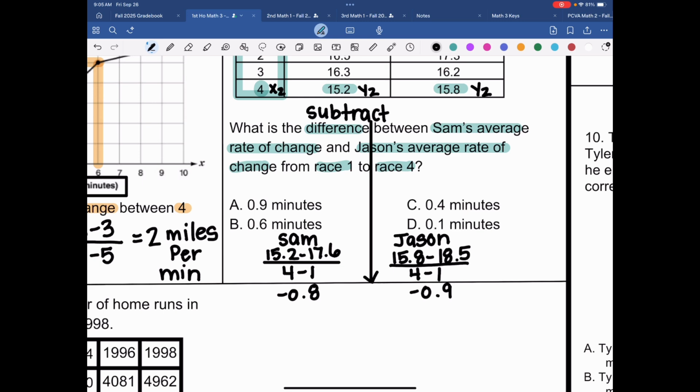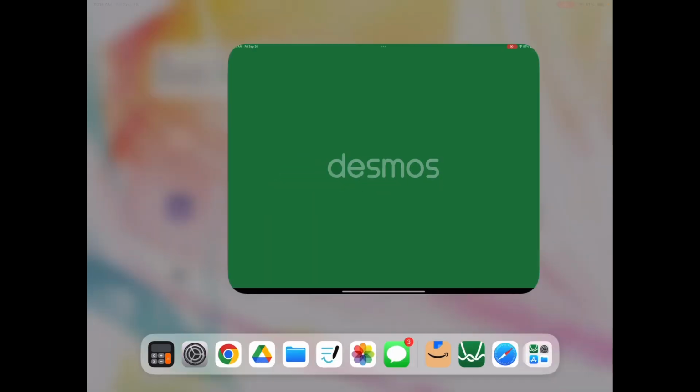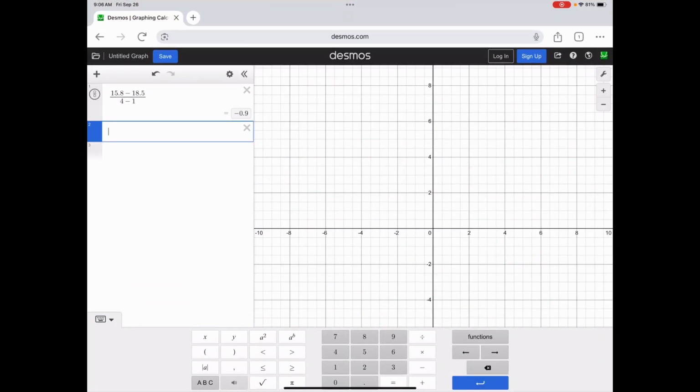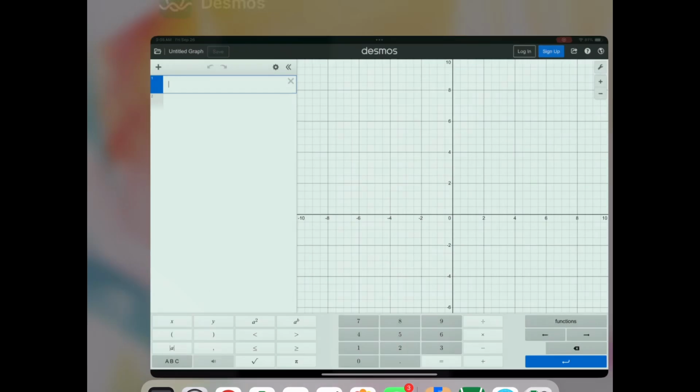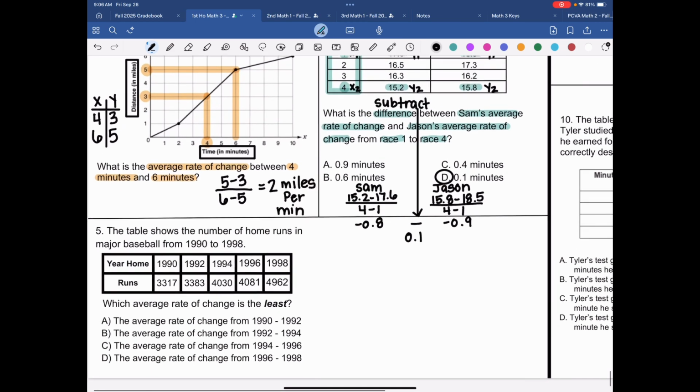Now, we've got our 2 individuals, but it does say that it wants us to subtract. So we're going to come down here and we're going to subtract these 2. Now, if we are subtracting, it is subtraction and there is a negative number. So this is going to be negative 0.8 minus negative 0.9. And we get that there is a difference of 0.1. So remember, the word difference is going to mean subtraction.